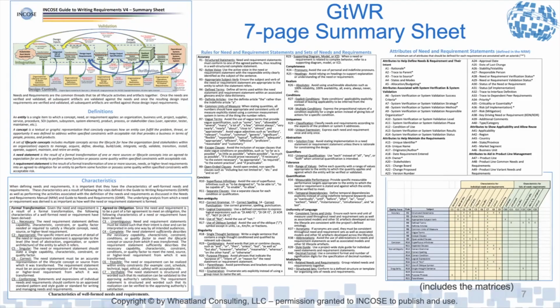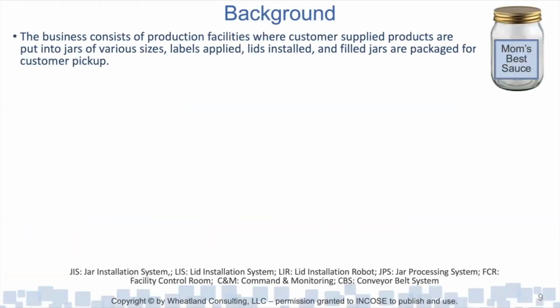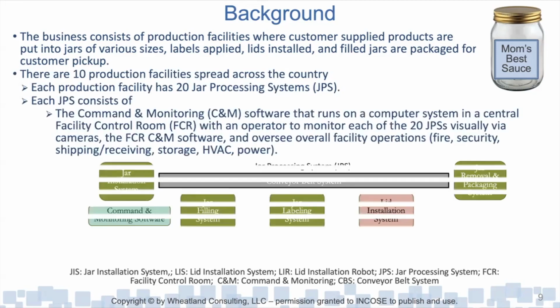So the case study that we're talking about, we have a business and it consists of production facilities where customer supplied products are put into jars of various sizes. Labels are applied, lids installed, and the filled jars are packaged for customer pickup. There are 10 different production facilities spread across the country. Each production facility has 20 jar processing systems.